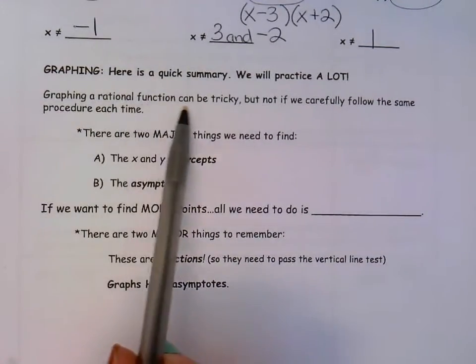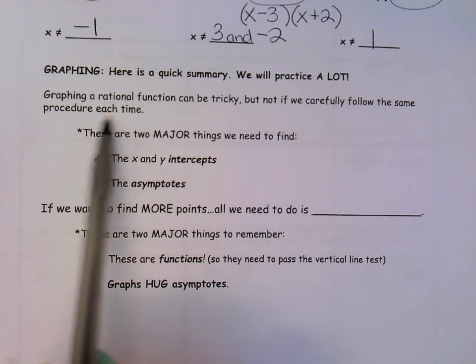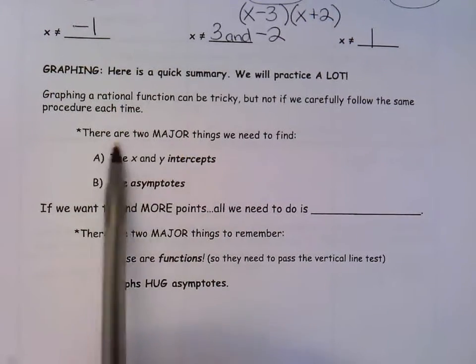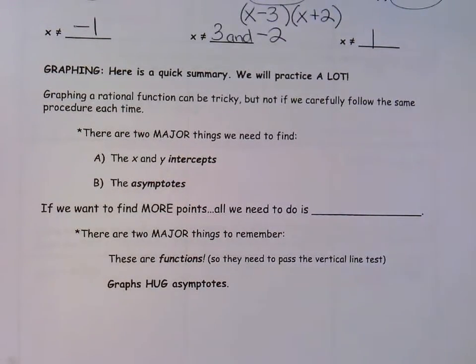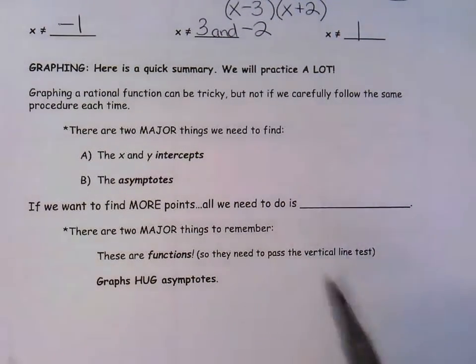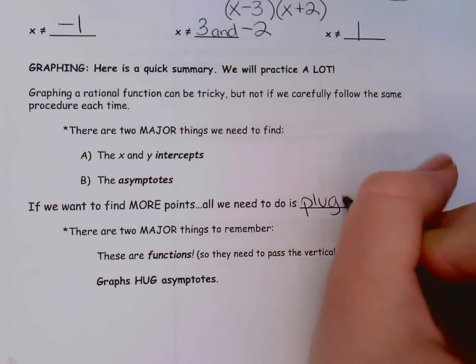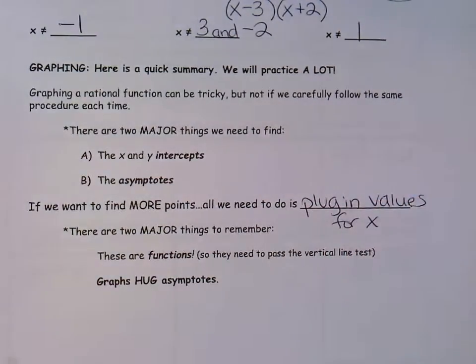So then this bottom part basically just talks about what we've already talked about a little bit. Graphing a rational function can be tricky, but we're going to follow the same procedure each time. First, we're going to find our x and y intercepts, and then we're going to find our asymptotes. Then put it all on the graph and graph it. And then if we want to find more points, all we have to do is plug in values for x. So if I want a couple additional points on my graph, I could plug in 5 and see what I get, and then plot that point, 5, 8 or whatever.